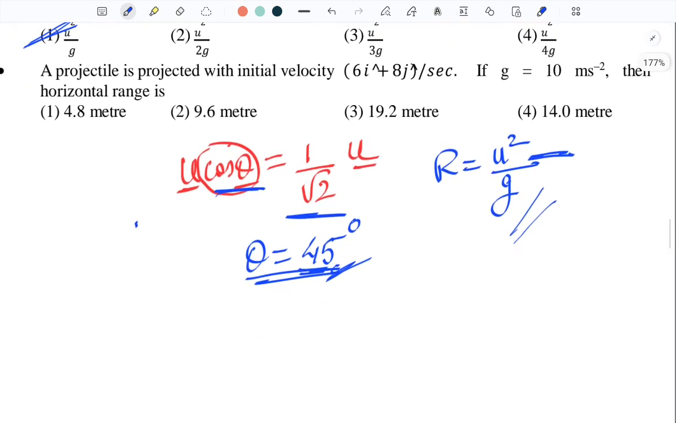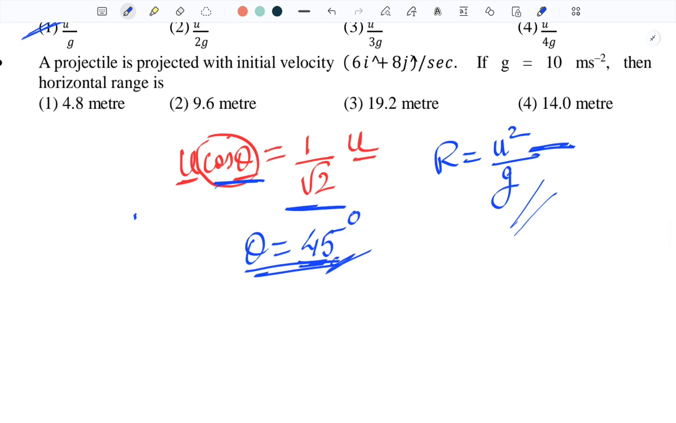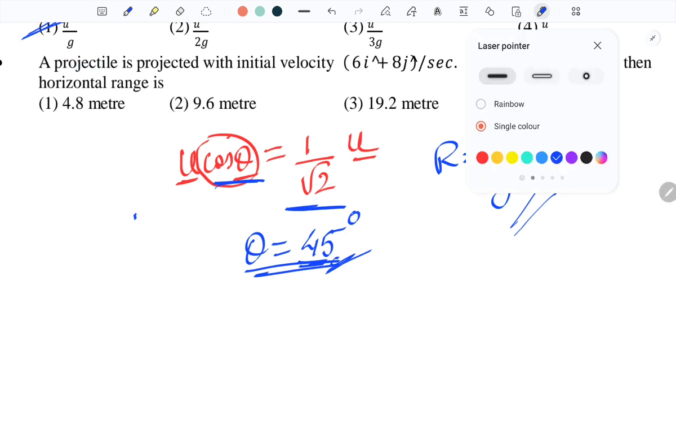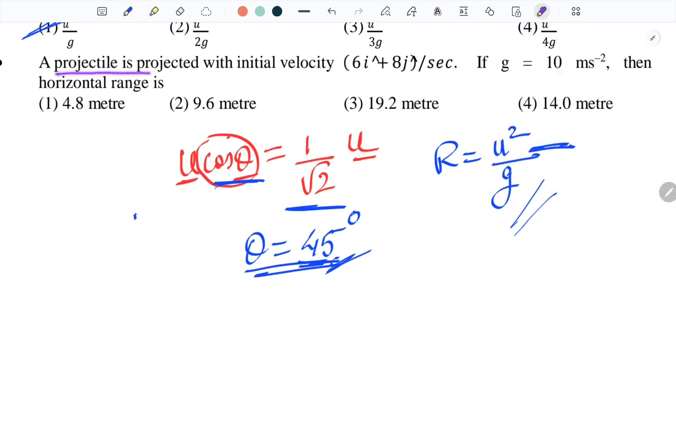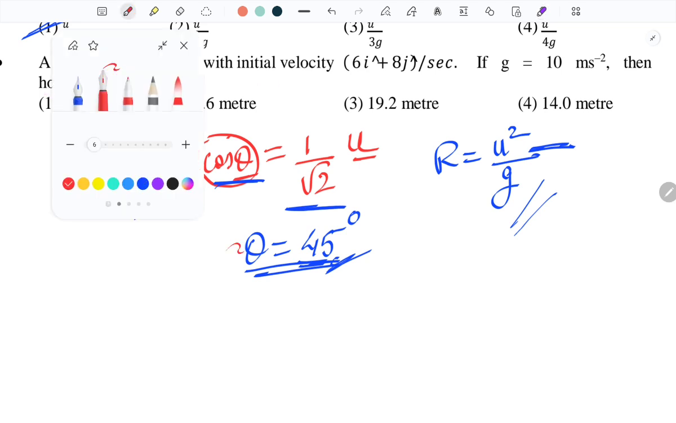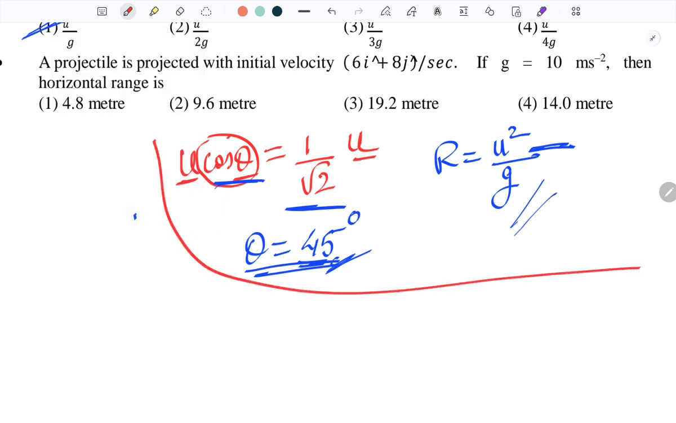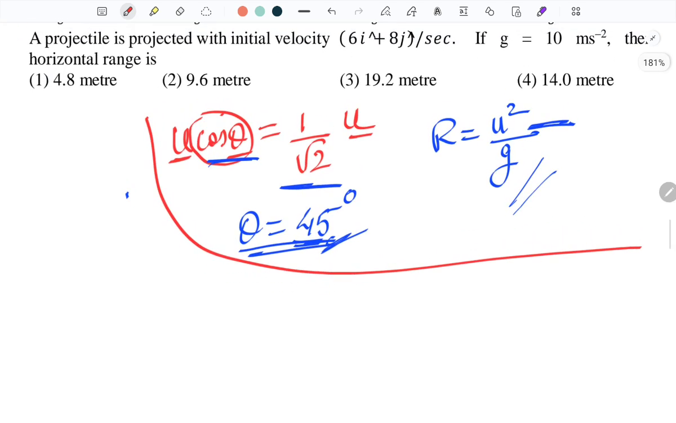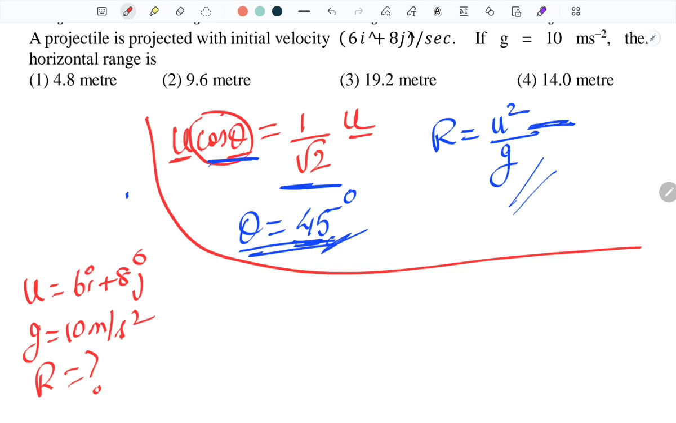Let us try to solve the next question. The projectile is projected with, let us change the color so that you can differentiate, initial velocity 6i cap plus 8j cap. If g is equal to 10, then the horizontal range is. So we need to understand what he has given in the question first. Initial velocity is given as 6i plus 8j. g is equal to 10 meters per second square. The horizontal range is. So calculate this.